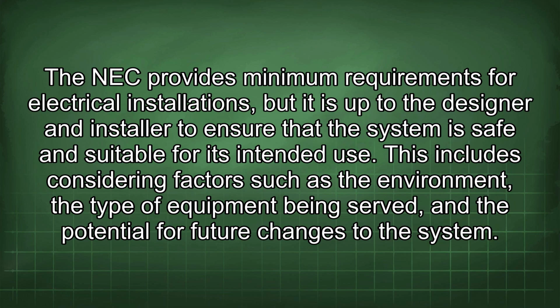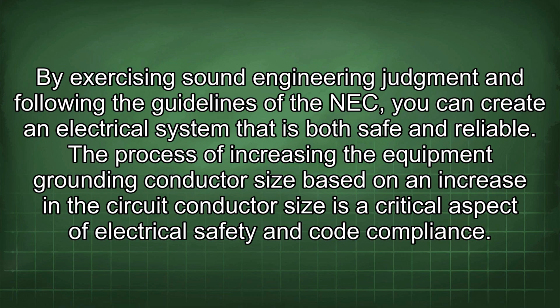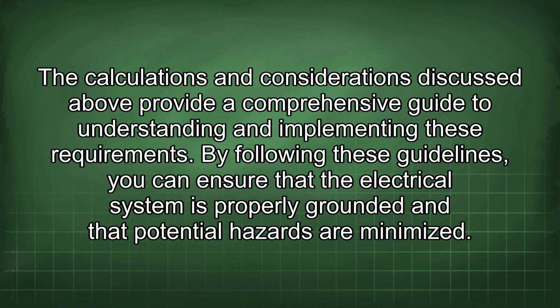This includes considering factors such as the environment, the type of equipment being served, and the potential for future changes to the system. By exercising sound engineering judgment and following the guidelines of the NEC, you can create an electrical system that is both safe and reliable. The process of increasing the equipment grounding conductor size based on an increase in the circuit conductor size is a critical aspect of electrical safety and code compliance. The calculations and considerations discussed above provide a comprehensive guide to understanding and implementing these requirements. By following these guidelines, you can ensure that the electrical system is properly grounded and that potential hazards are minimized.